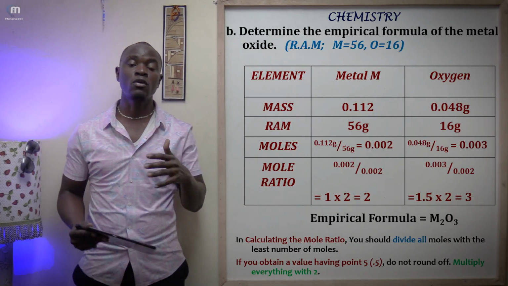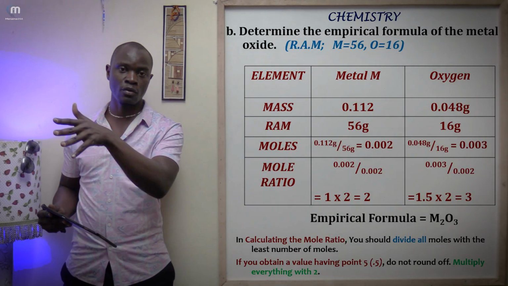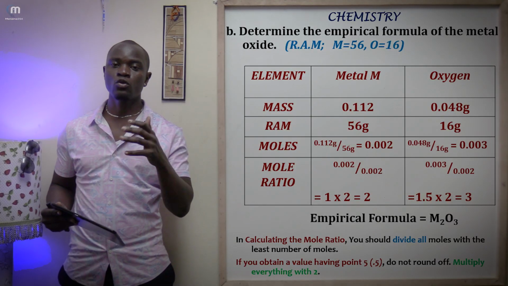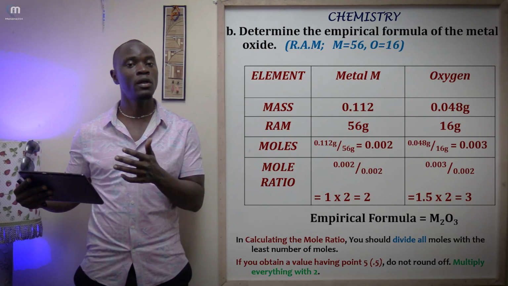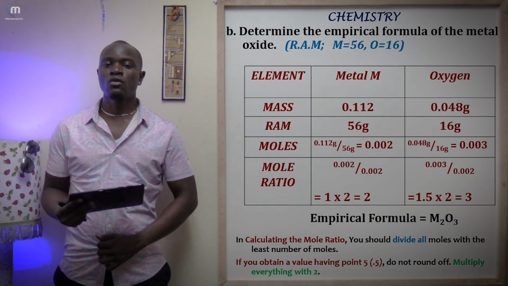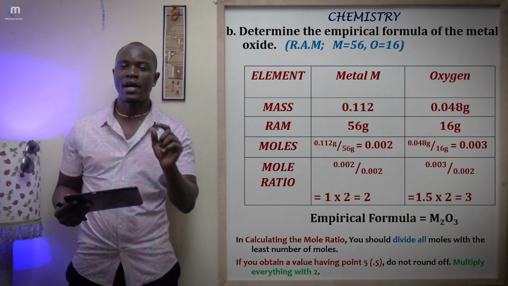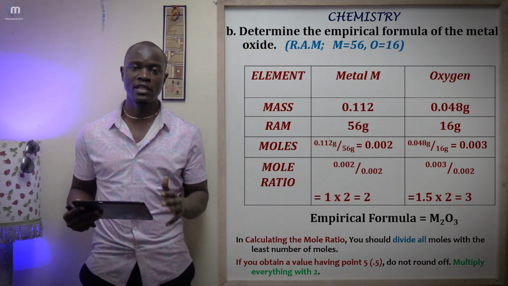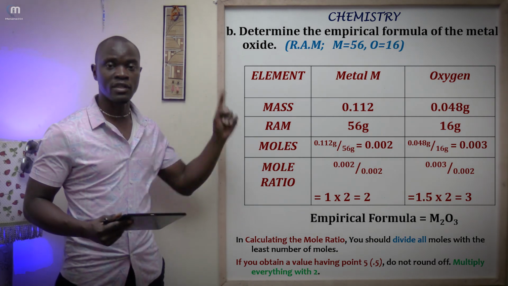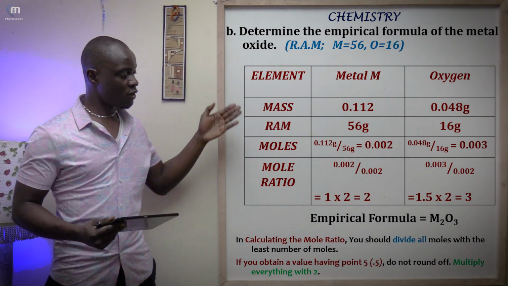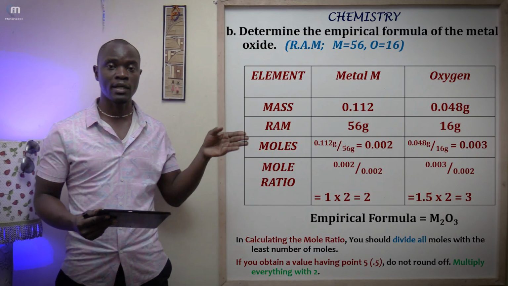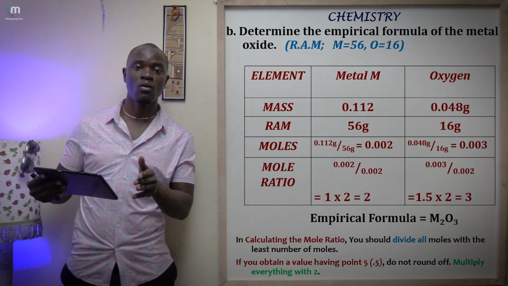For metal M, it is fine. That is only 1.0, that is fine. But now we are looking at oxygen, because we should convert the mole ratio to a whole number. So for this oxygen, since we have a 5, it is 1.5, we don't round off. What we do in this case is multiply everything by 2. As you can see, the mole ratio of metal M was 1 times 2, and also for oxygen, 1 times 2.